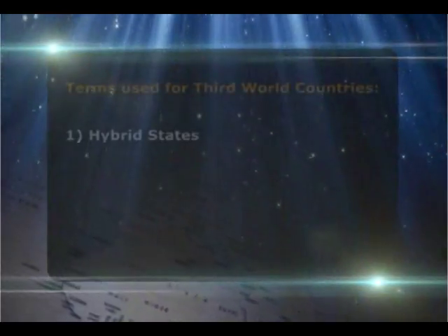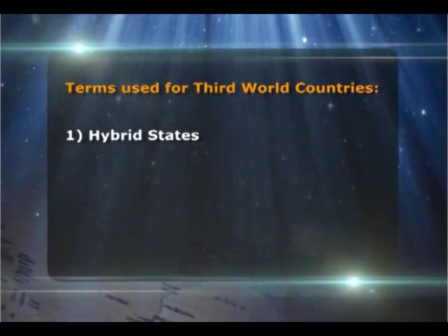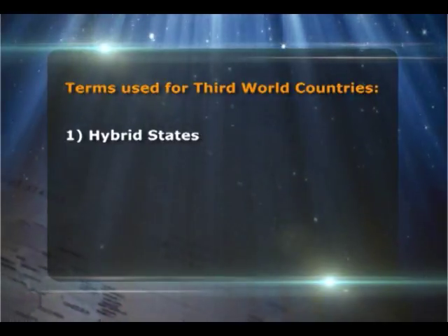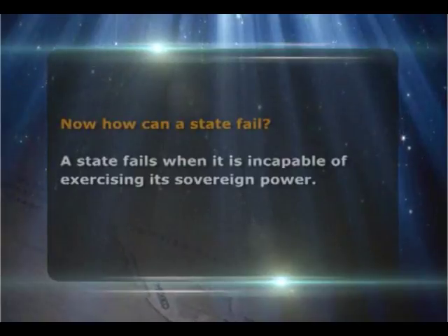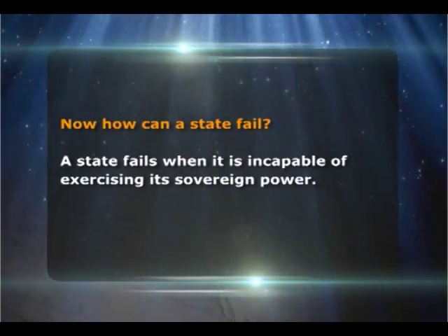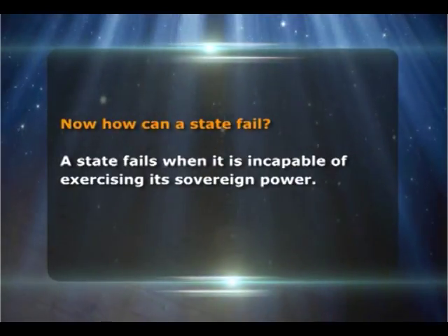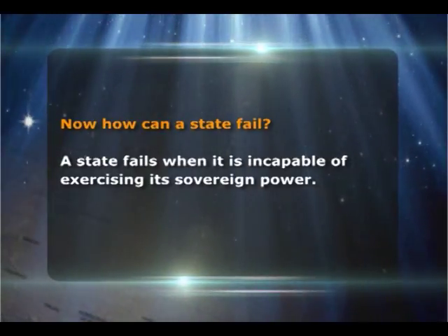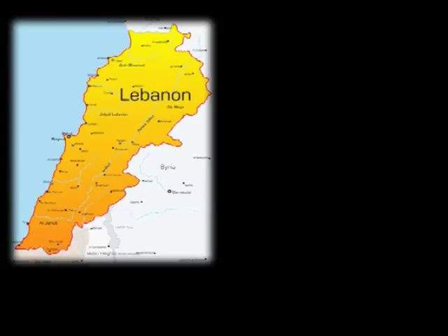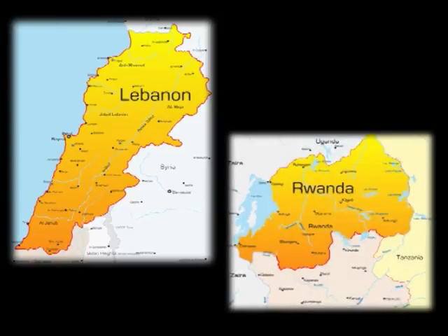The next term that is used to represent another phenomenon of the third world countries would be that of failed states. Now, how can a state fail? A state fails when it is incapable of exercising its sovereign power. This can happen due to various reasons. For instance, in Lebanon and in Rwanda, we find that communal tensions and communalism had risen to such an extent that these states today have been declared as failed states.